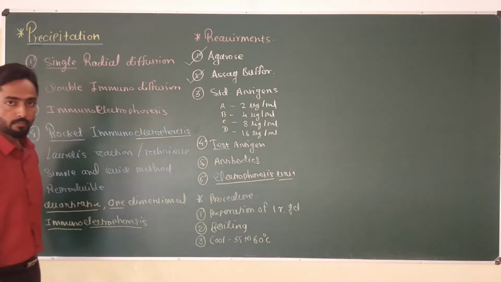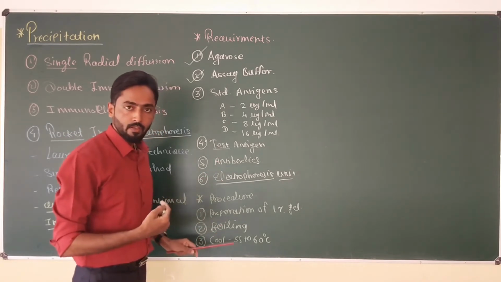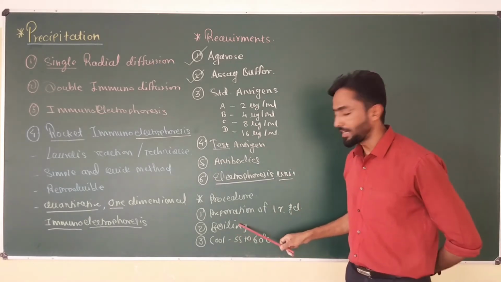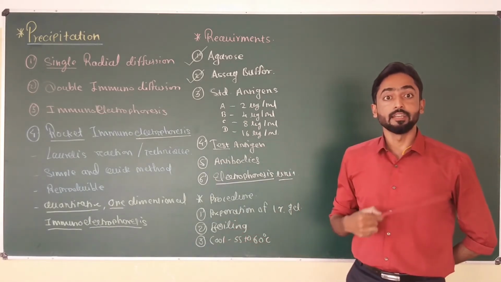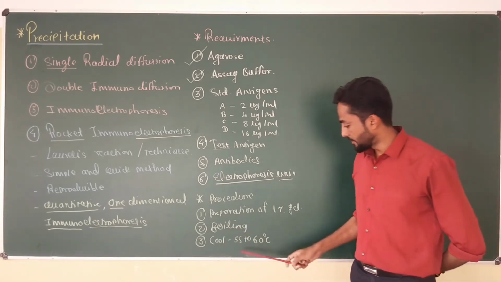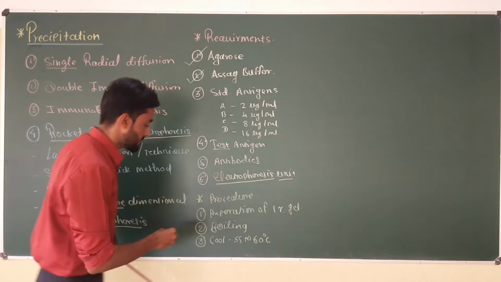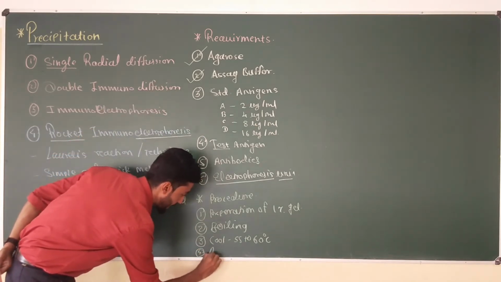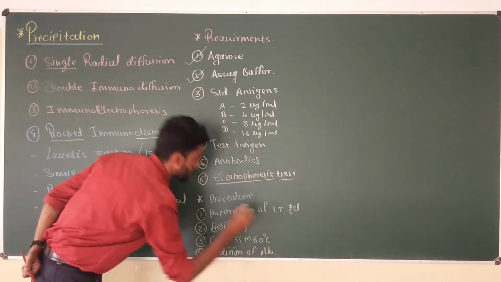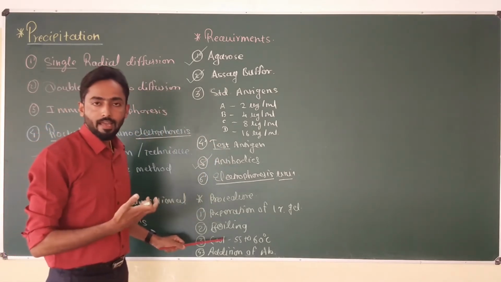That means you are going to add antibodies directly into the gel, and antibodies are very heat sensitive. If you add the antibody directly into the boiled agar gel, the antibody gets denatured. So after boiling you have to wait until the gel is cooled to 55 to 60 degrees Celsius. And now the next step, the fourth step, is addition of antibodies. So now you are going to add the antibodies into the cooled agar gel.